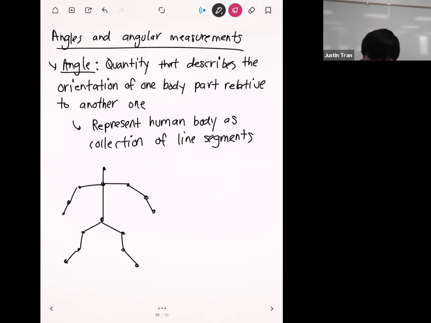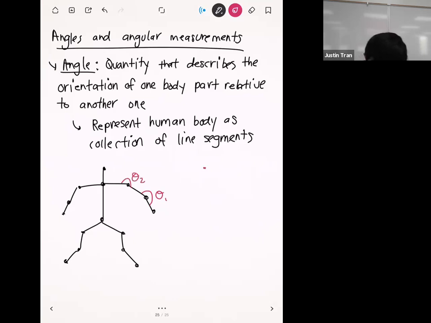What we can do is measure the orientation of one body part to another with an angle. So that's your left wrist, I guess. Depending on the orientation between your wrist and your arm, we can measure that with an angle. Whether your wrist is like this, or like this, those are going to make different angles with respect to your forearm. We can do the same thing with all the other parts.